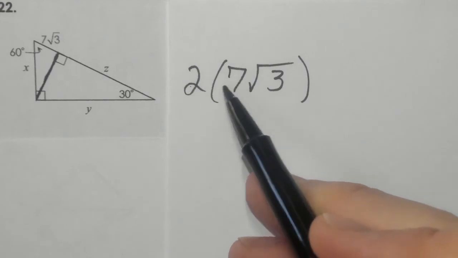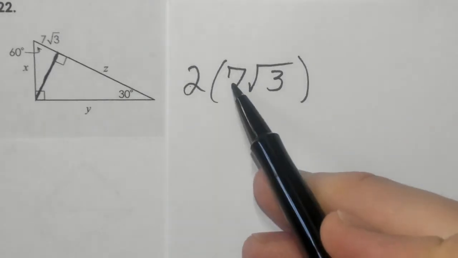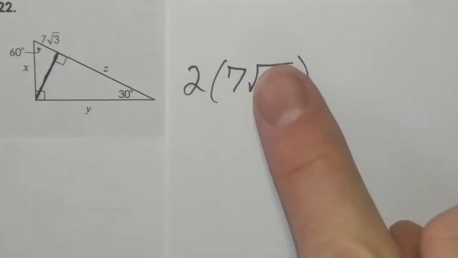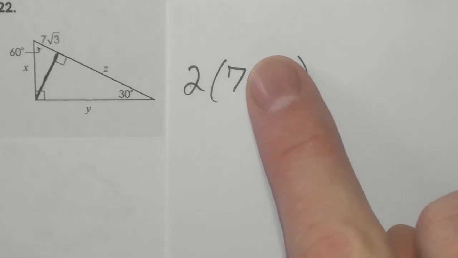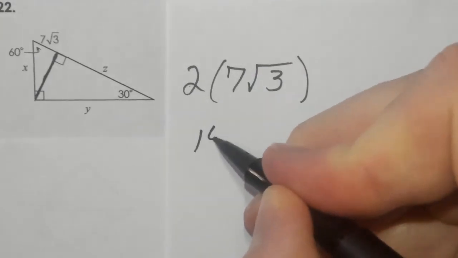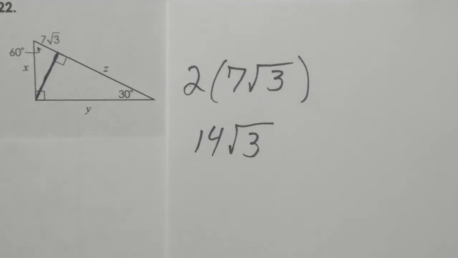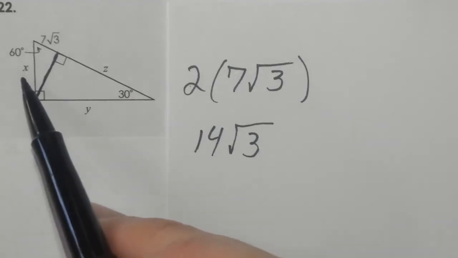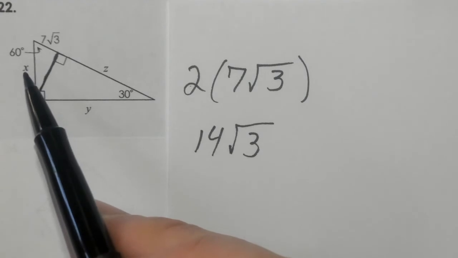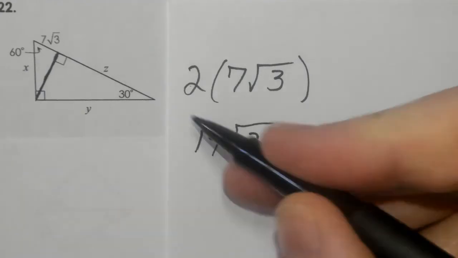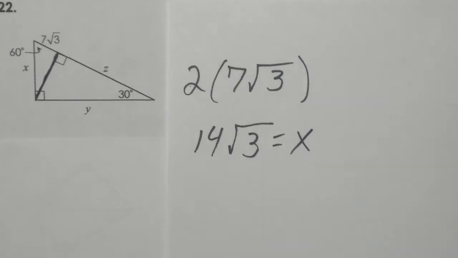Because these two things are outside the radical, they can be multiplied together like normal, right? So just ignore that for a second. And 2 times 7 is 14. So I have 14 square root of 3. All right, that is going to be the hypotenuse of the little triangle, which is, in this case, I guess, x.